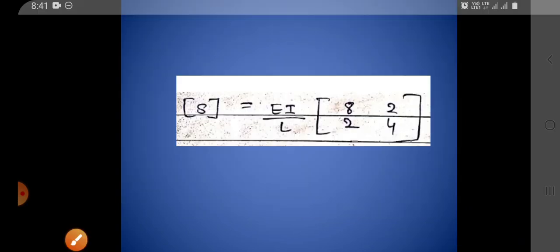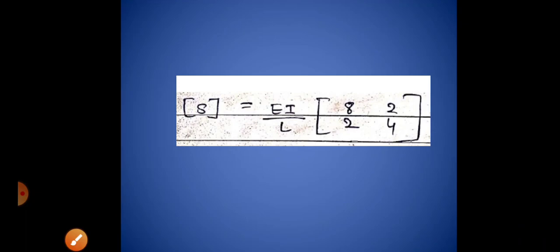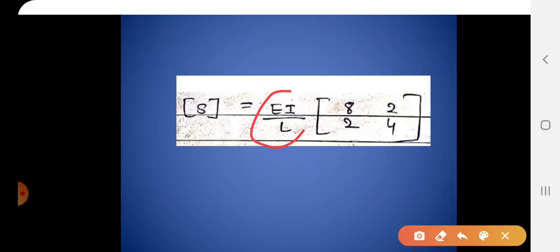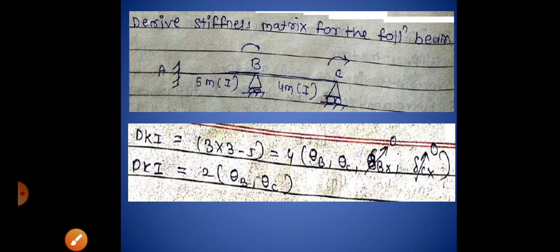So now we have derived the stiffness matrix. S is equal to EI by L, taking EI by L as common outside the matrix, and the matrix is 8, 2, 2, 4. So these are all the elements of the stiffness matrix.